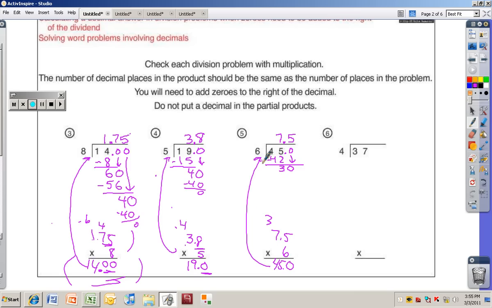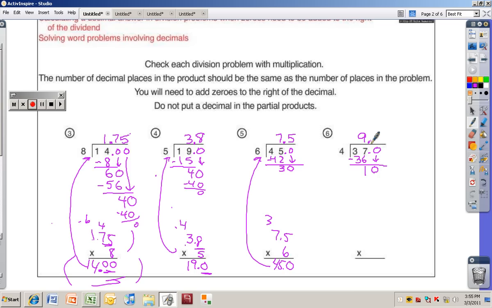Okay, 4 into 37, how many times? 9. 9 times 4 is 36. Subtract and get 1. Should I just write remainder 1? No. Decimal point, 0. Bring down the 0. Good. 4 goes into 10, how many times?